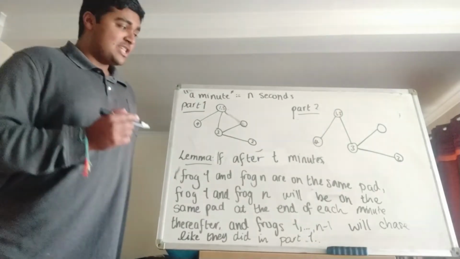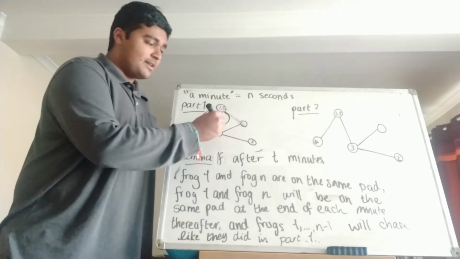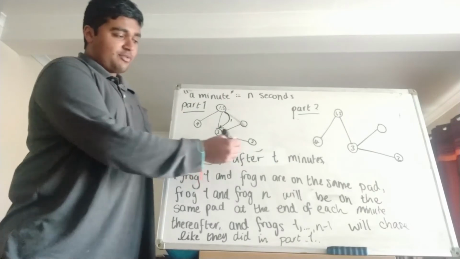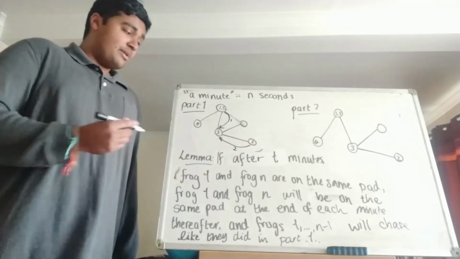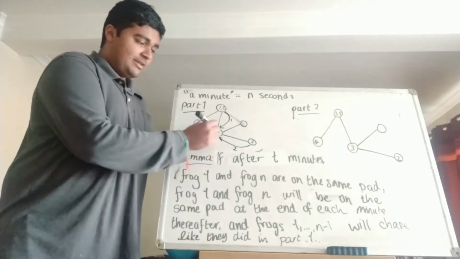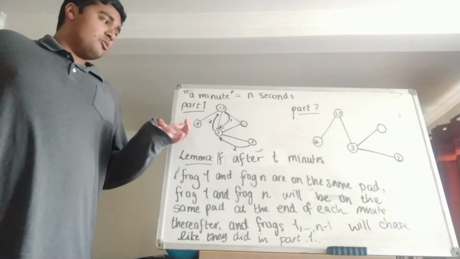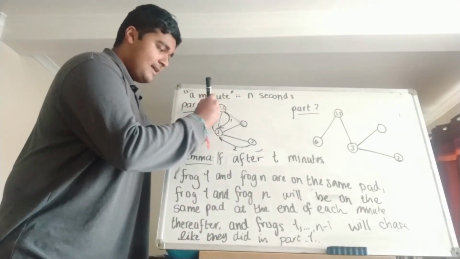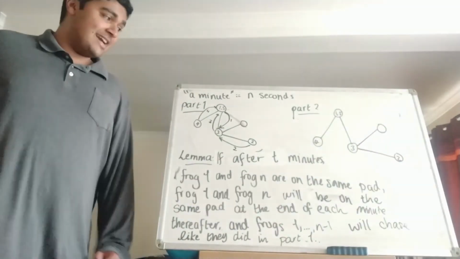So frog 1 will be chasing frog 2, so because 1 is here and 2 is there, frog 1 would jump to this vertex here. So this is frog 1 jumping. Frog 2 would chase frog 3, so frog 2 would jump to that vertex there. Frog 3 would be chasing frog 4, so that's the unique path, so frog 3 would jump to that vertex there. And then frog 4 would be chasing frog 5, so frog 4 would jump to that vertex there. And we don't actually care about what frog 5 does because we're only considering up to n-1.